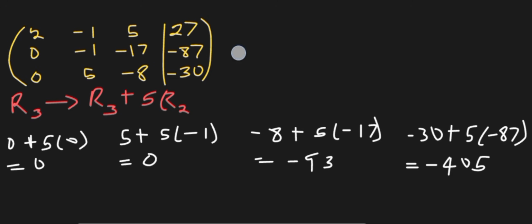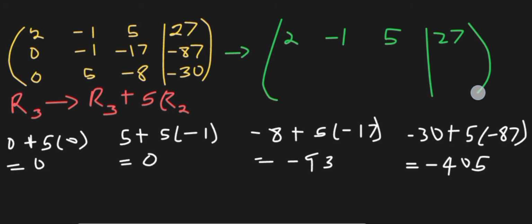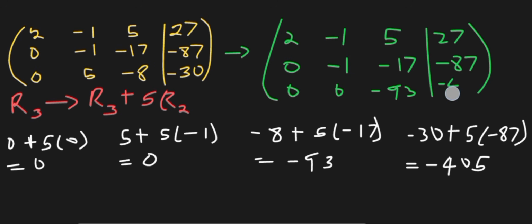And this makes the matrix to become 2, negative 1, 5, 27 on row 1. Row 2 remains 0, negative 1, negative 17, negative 87. While row 3 becomes 0, 0, negative 93, negative 405.